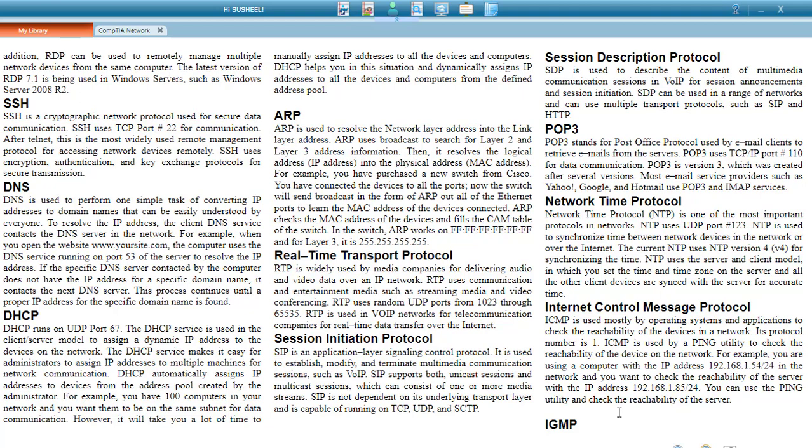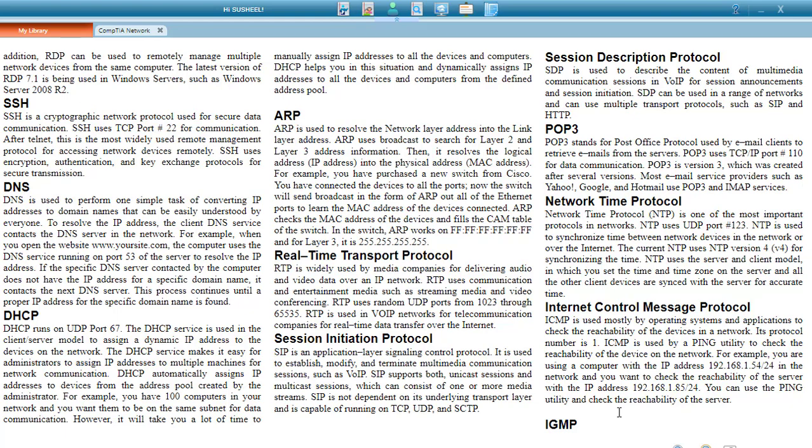DHCP automatically assigns IP addresses to devices from the address pool created by the administrator. For example, you have 100 computers in your network and you want them to be on the same subnet for data communication. However, it will take you a lot of time to manually assign IP addresses to all the devices and computers. DHCP helps you in this situation and dynamically assigns IP addresses to all the devices and computers from the defined address pool.